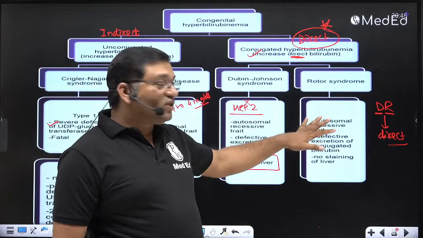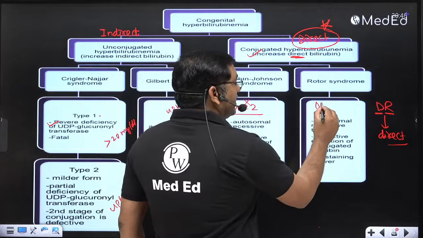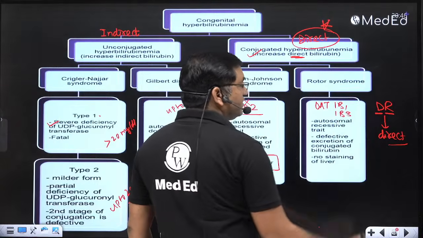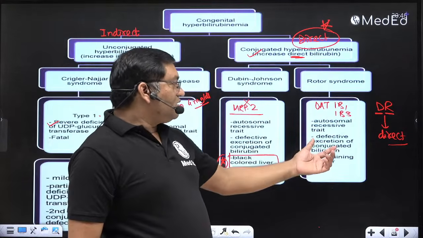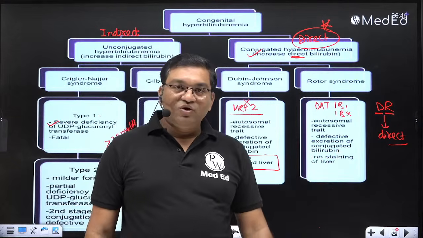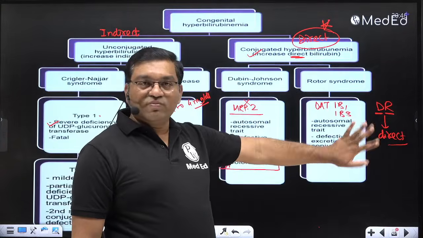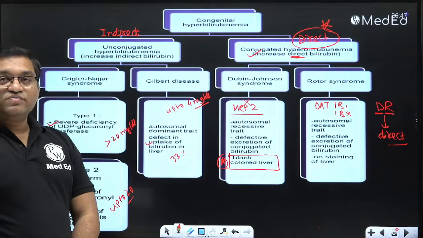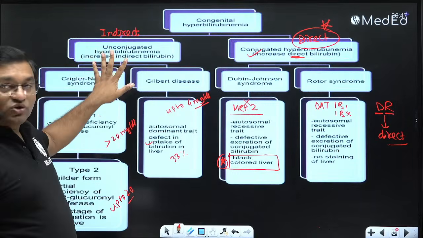In Rotor syndrome, there is mutation in organic anion transporter 1B1 and organic anion transporter 1B3. And in this disease, there is defective excretion of conjugated bilirubin and there is no staining of the liver. No black color is there in Rotor syndrome. So these are the congenital causes of increase in the bilirubin. This is conjugated bilirubin increase.